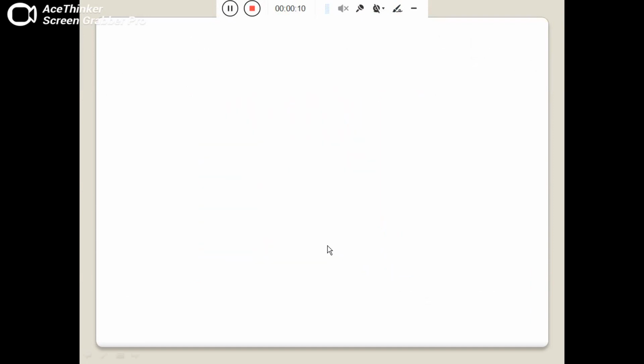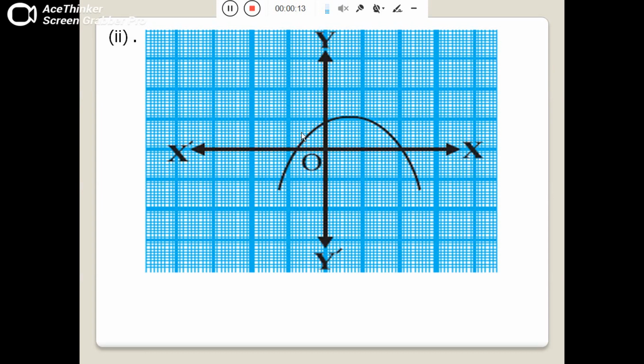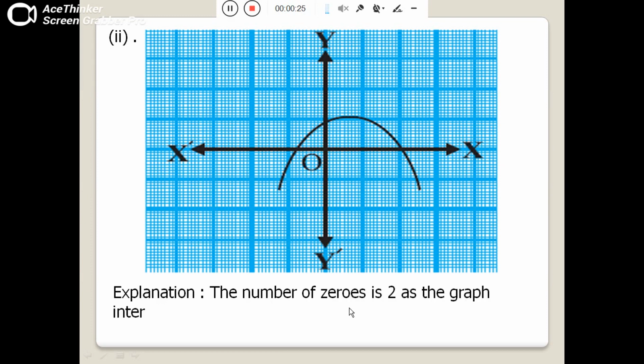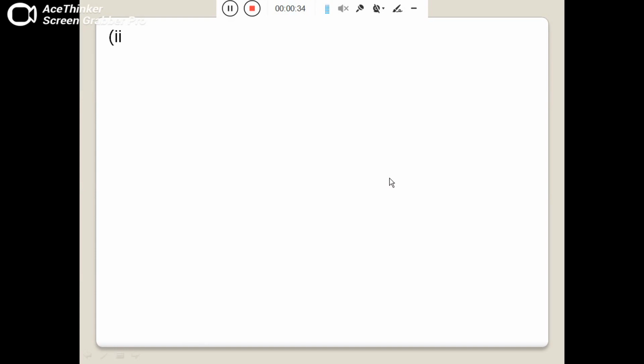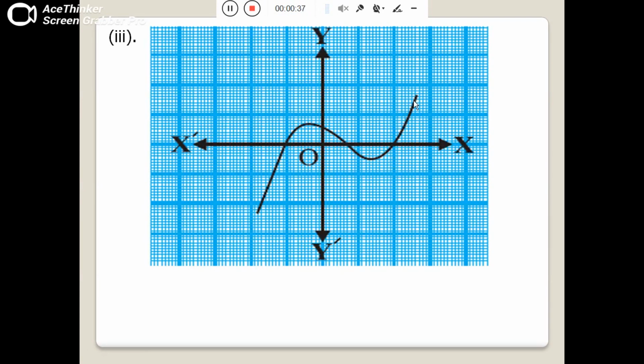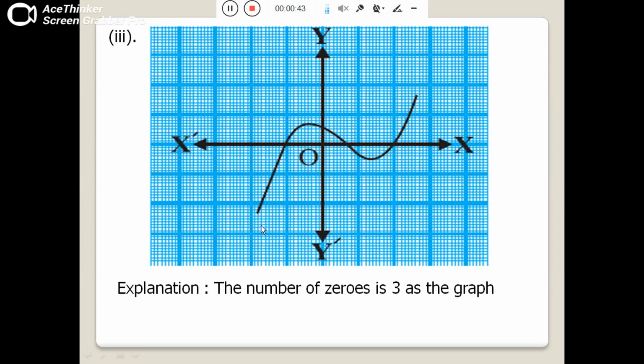Okay, let us see the other example. Example number 2. See this graph. This graph intersects the x-axis at 2 points. Therefore, the number of zeros is 2, as the graph line intersects the x-axis at 2 points. Okay, see example number 3. In this graph, the line intersects the x-axis at 1, 2 and 3 points. Therefore, the number of zeros is 3, as the graph intersects the x-axis at 3 points.